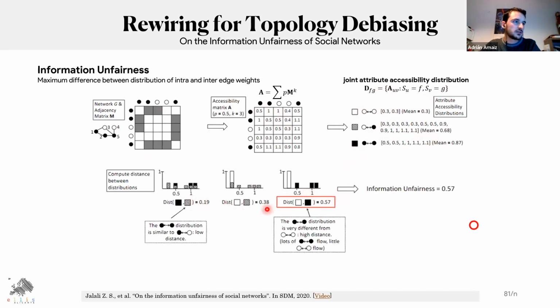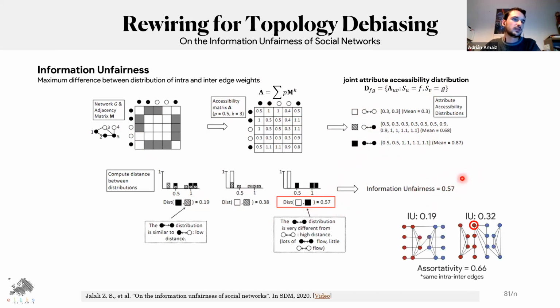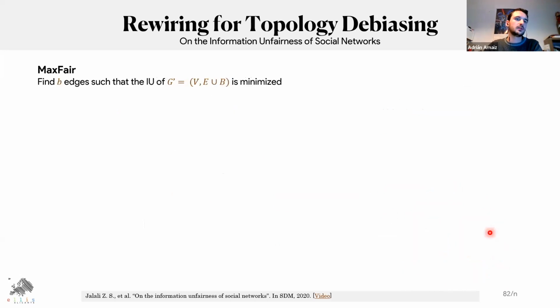They compute all the pairwise distances between distributions, and they take the maximum, and for them this distance is the unfairness. Why don't they use assortativity or homophily? Because, for example, here they explain in the paper, these graphs have the same assortativity, the same inter edges between sensitive groups, but the information unfairness is different, because it's kind of over-squashing between the two sensitive groups. Look here that they are not looking at the labels, okay? They are just performing sensitive group rewiring.